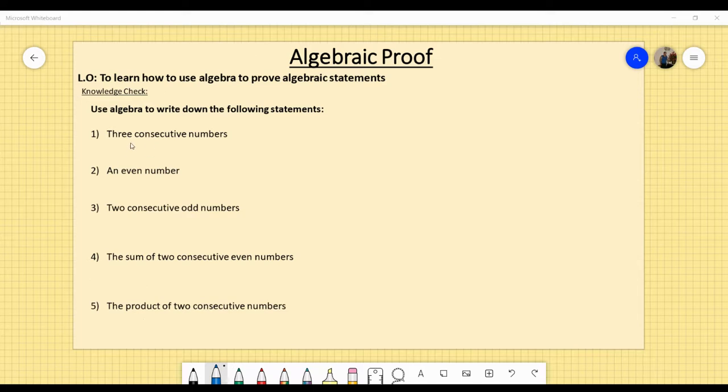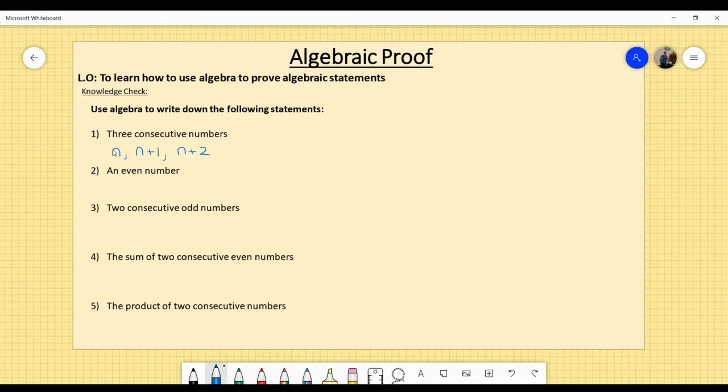Okay, so to start off with, we need to think about 3 consecutive numbers. So consecutive means numbers that are next to one another, i.e. 5, 6, 7, 101, 102, 103. So there are a few different ways that you can do it, but often if you start with the first number as n, then the next number after that will be n plus 1, and the next number after that will be n plus 2.